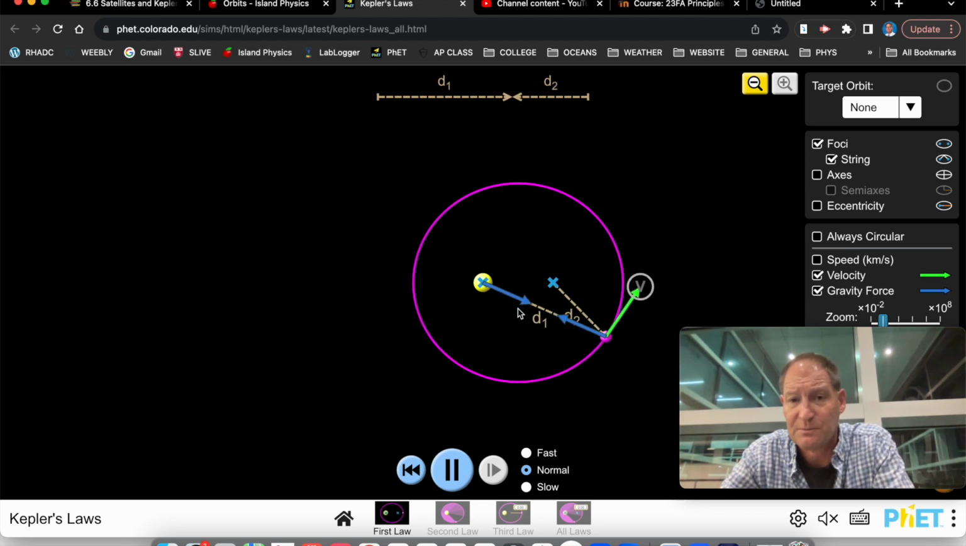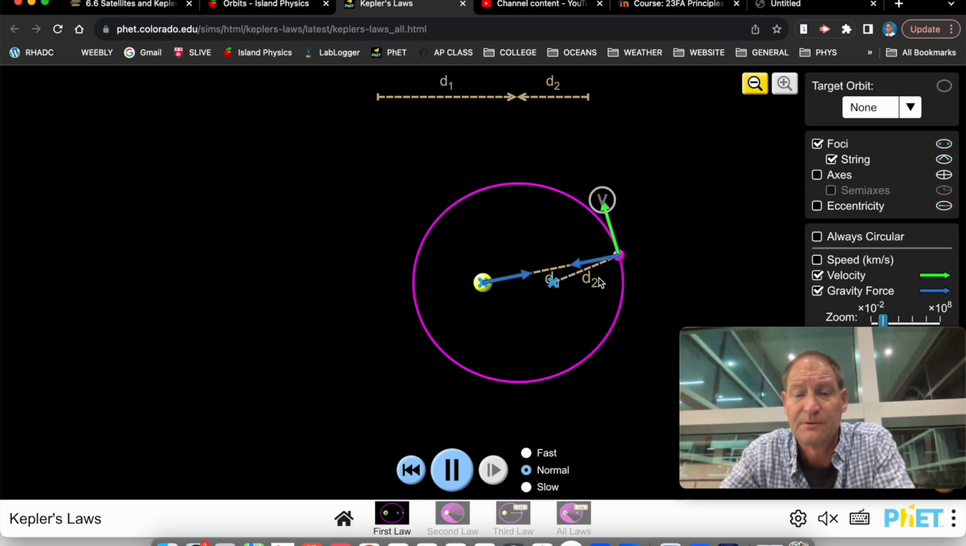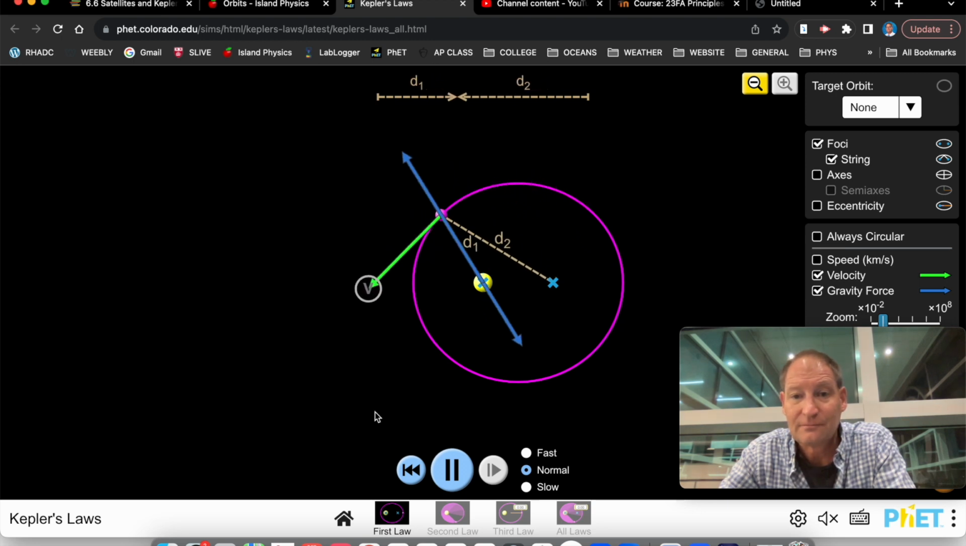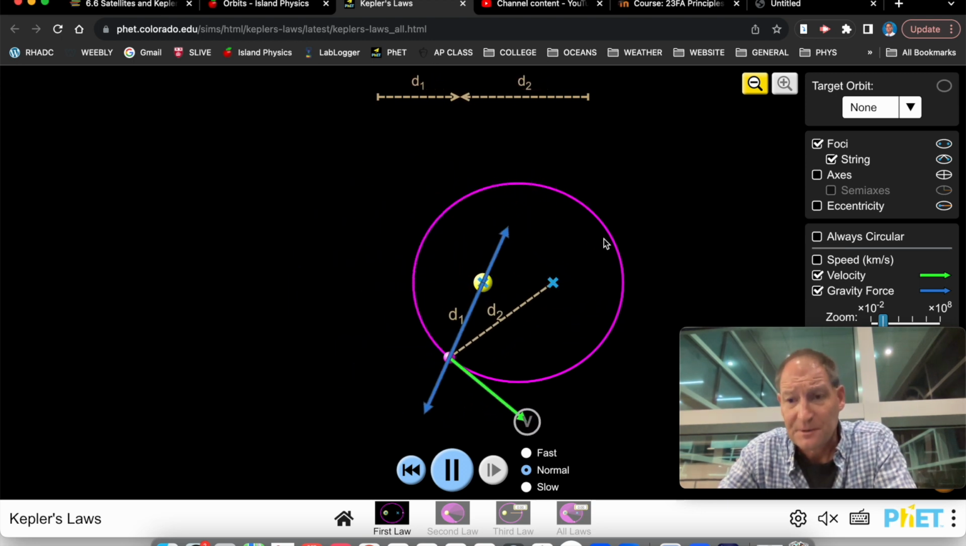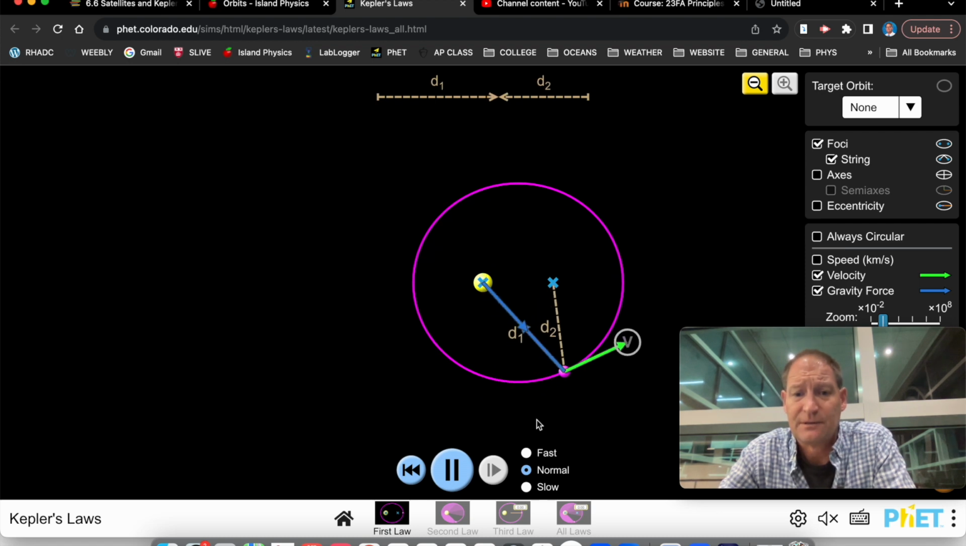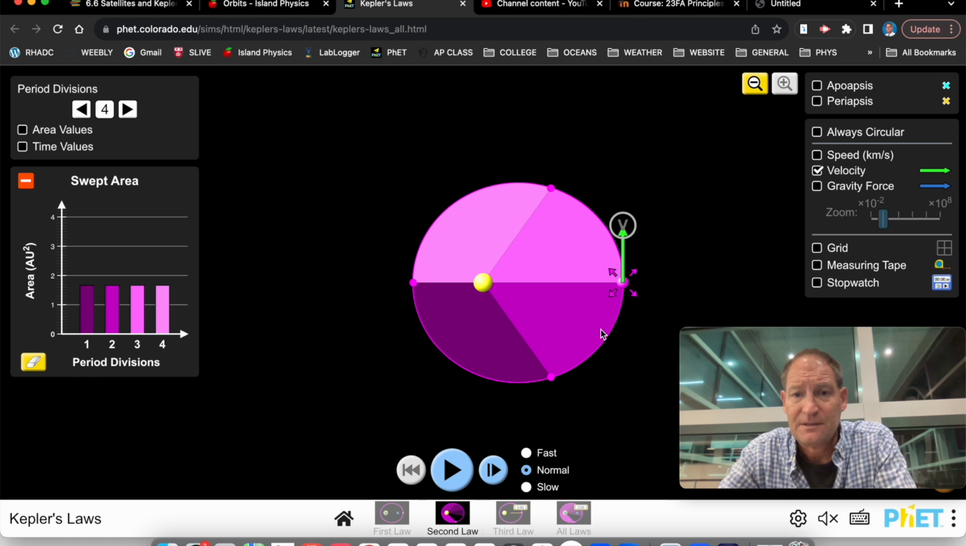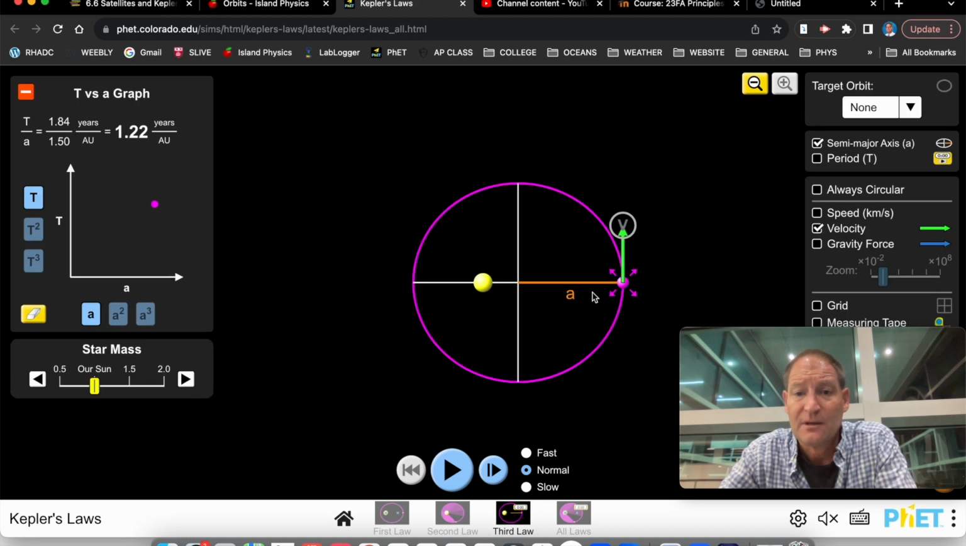You can actually do this with a piece of string and 2 drawing pins, thumbtacks, and make it right round. Ellipses are kind of cool. The mathematics of this is quite difficult, so we're not going to bother with the maths. The second law, we're going to come back to and come back to angular momentum. The third law relates to the graphs.